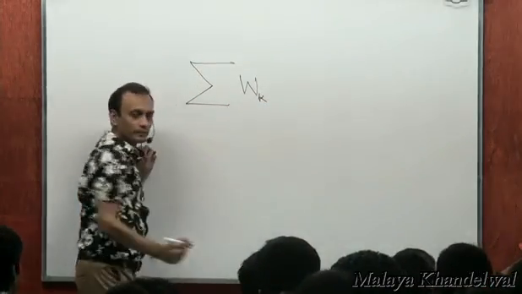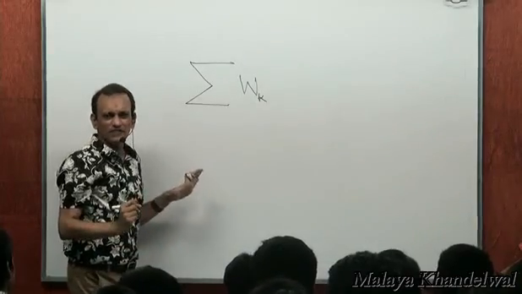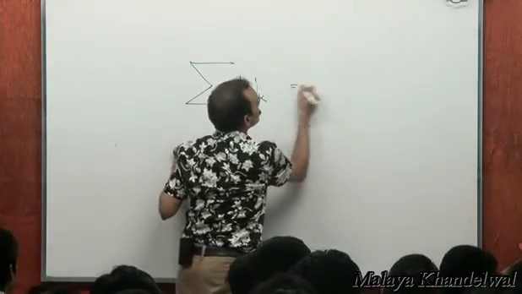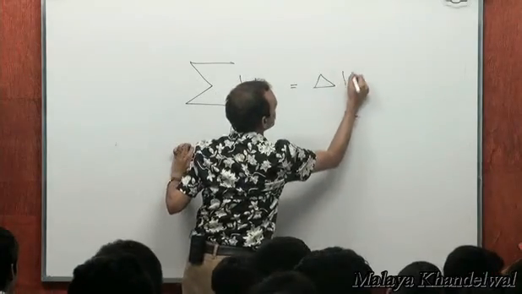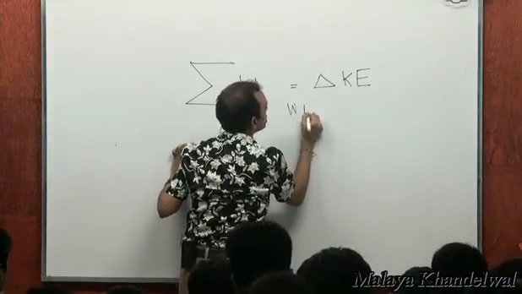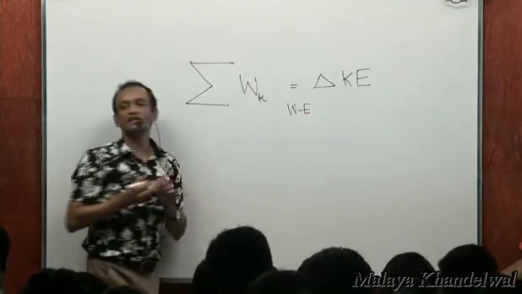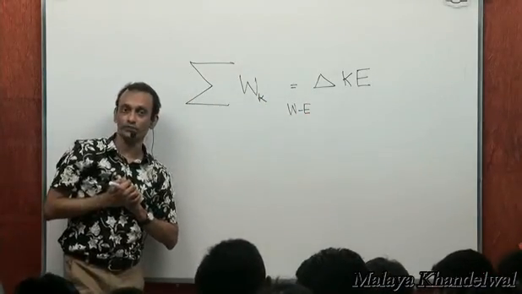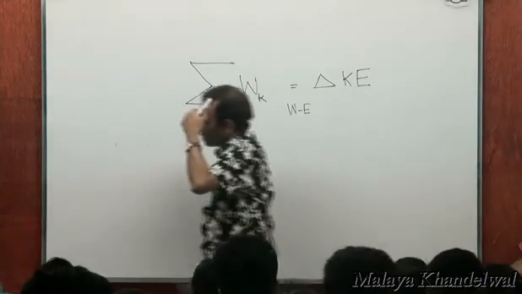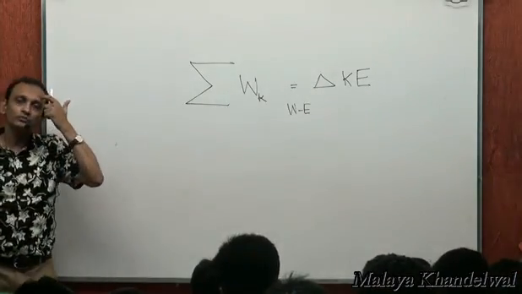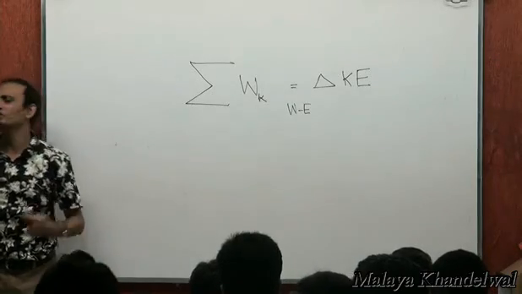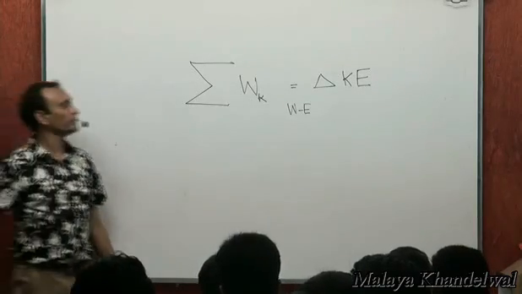summation Wk, work done by various forces, W1 plus W2 plus W3 plus Wn, this must be the change in kinetic energy. This was the classical work energy theorem, right? Now, let me illustrate it with some very basic, simple things. Okay.